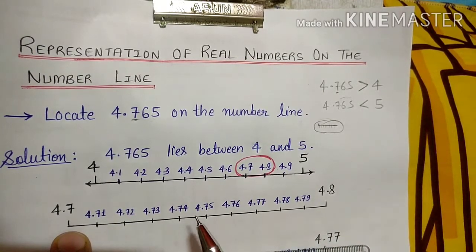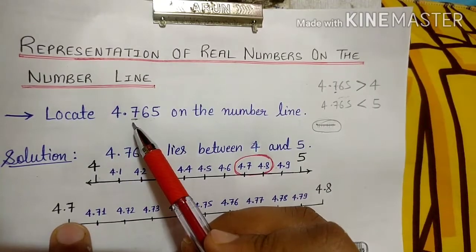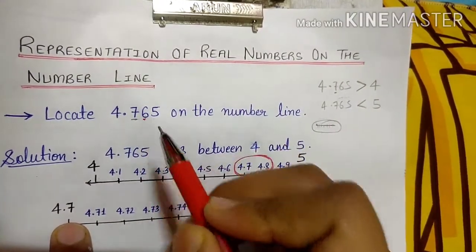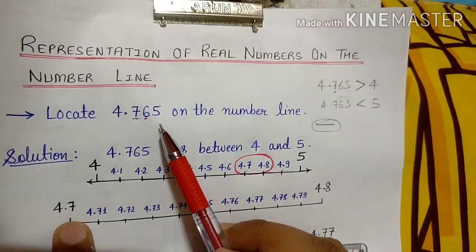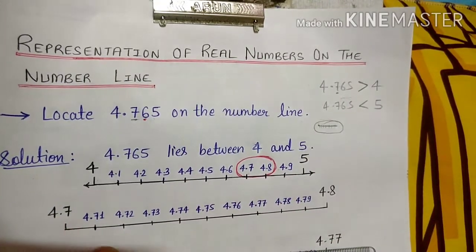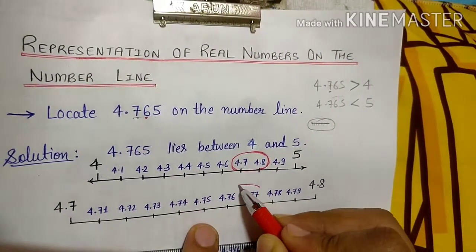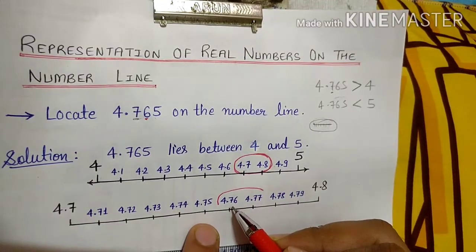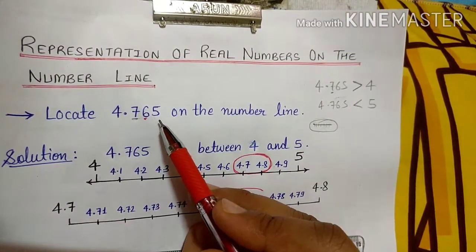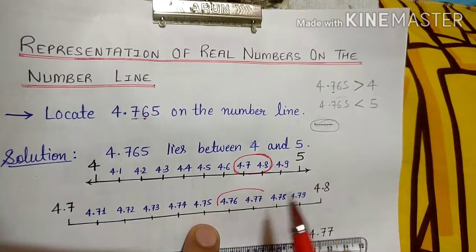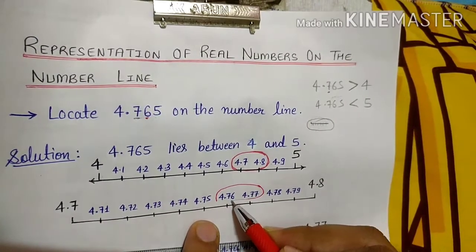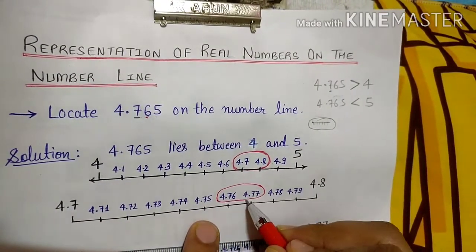Now we have to check. We got 4.7. Now what is the next decimal place? It is 6. So where will 4.76 come? We find that 4.76 is coming here, and our number is 4.765, so it is more than 4.76. So this number will lie between 4.76 and 4.77.